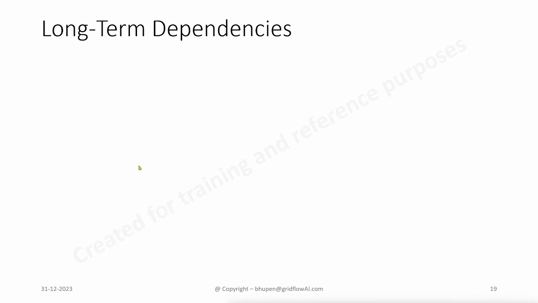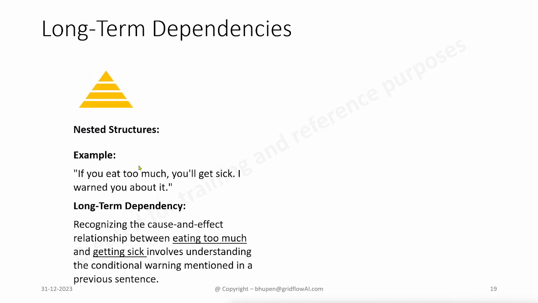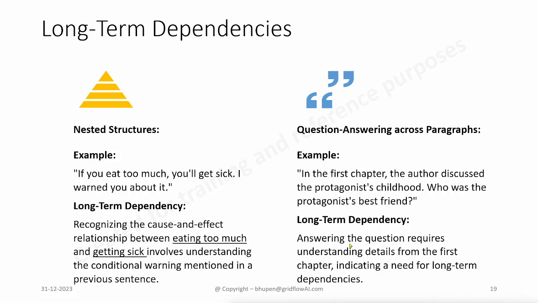Some more examples here: nested structure. For example, if you eat too much, you get sick. That means eating too much has a causal effect in terms of getting sickness. Question answering is a very popular application again of text data, and here also the long-term dependencies play a significant role.